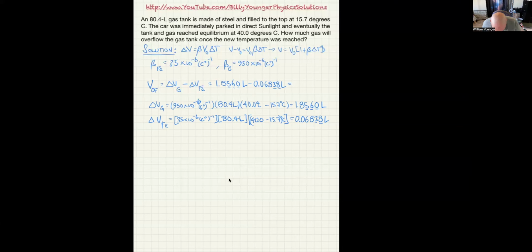So I'm going to take 1.8560 minus 0.06838. I can subtract those, and ultimately the result would be 1.78, and we'll keep 2 more digits, 76 liters. But again, our only significant figures here, since we're doing subtraction, extend out to 1 decimal place. So the 8, the 7, and the 6 here are not sig figs. So we'd say roughly 1.8 liters of fuel would overflow out of the tank.